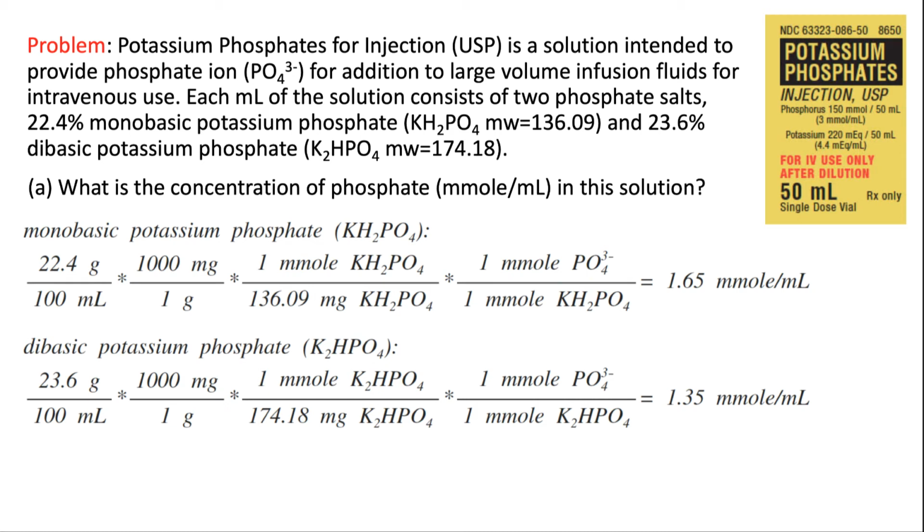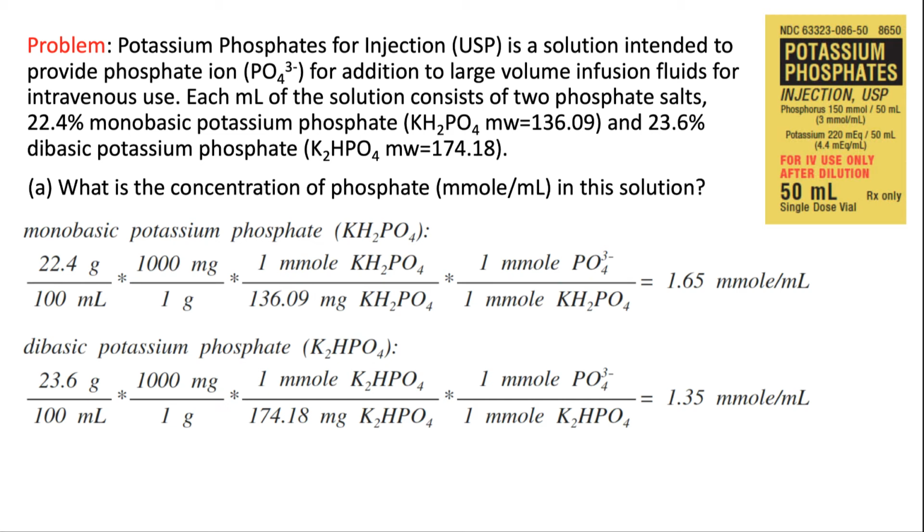We can see by that structure, that formula, that there is, again, only one phosphate in that molecule. So we can multiply by the fact that there's 1 millimole of phosphate for every 1 millimole of the K2HPO4. The millimoles of dibasic potassium phosphate cancel, and our final answer would be in millimoles of phosphate per milliliter. And if we divide it all out, you should get 1.35 millimoles per milliliter.